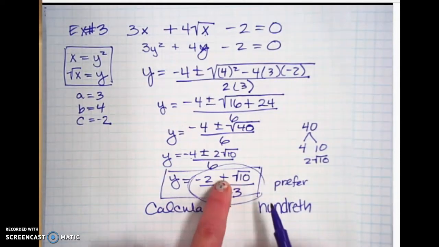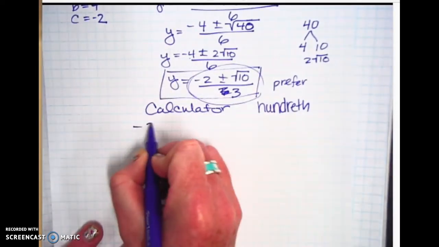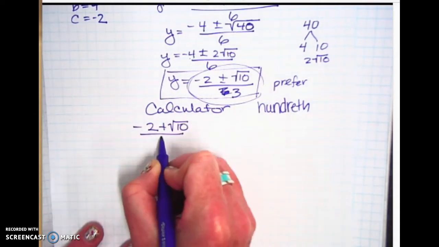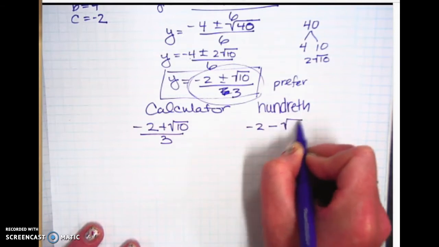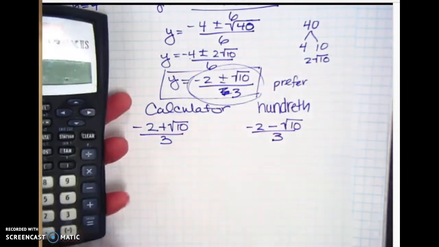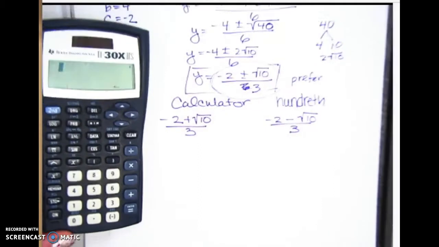So because of the plus minus, there's actually 2 of them. So there's -2 plus the square root of 10 over 3, and there's -2 minus the square root of 10 over 3. So let me show you how to plug this into the calculator. And sometimes it's hard because I get this weird glare. Let me see if I can do it without the glare.